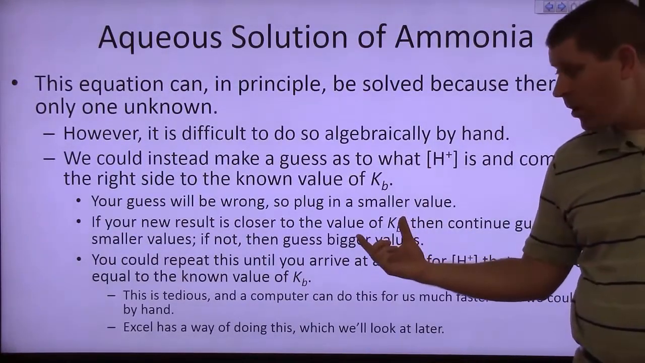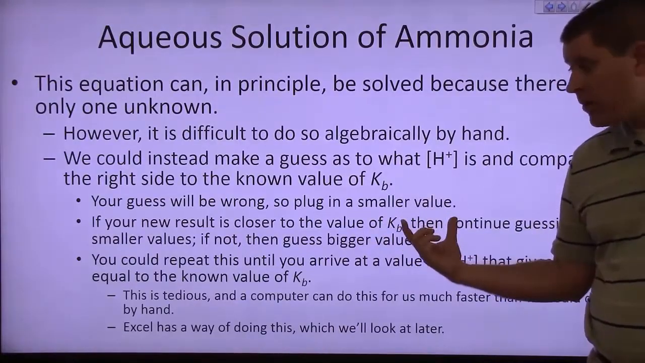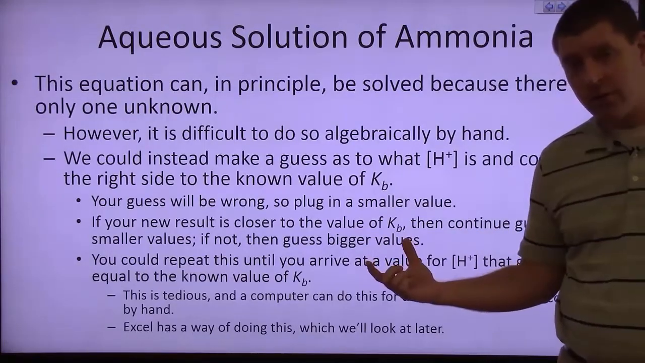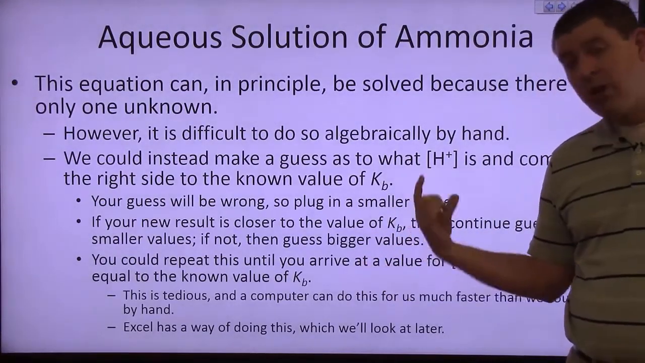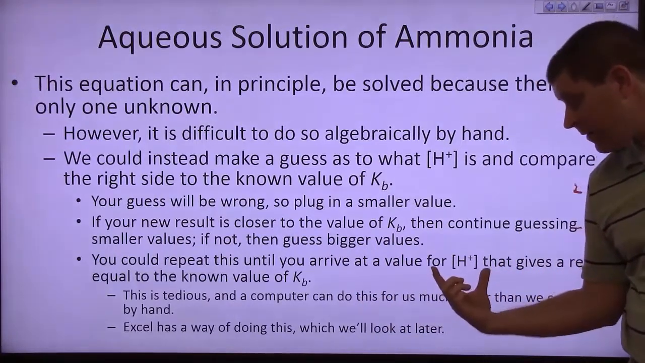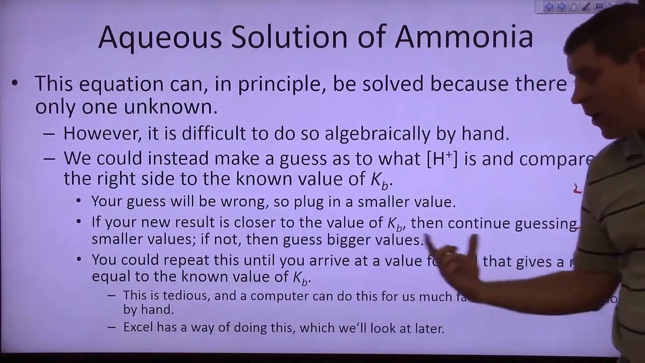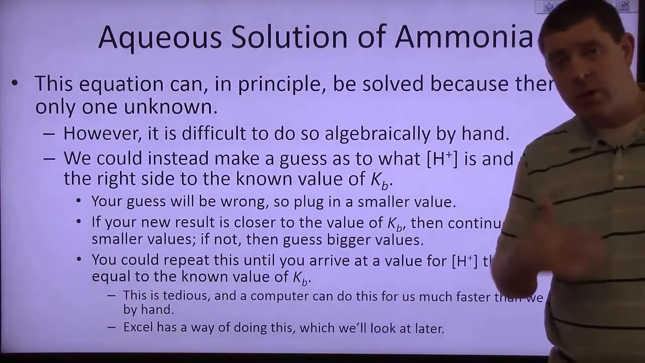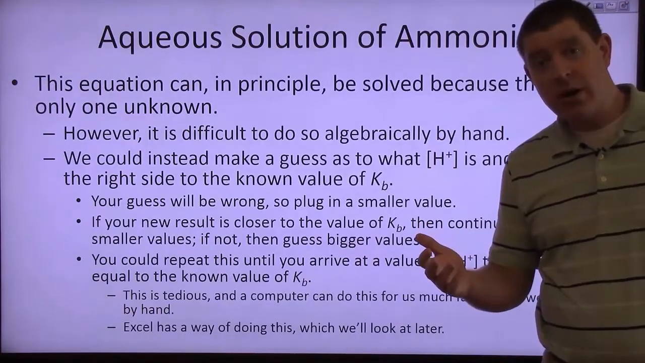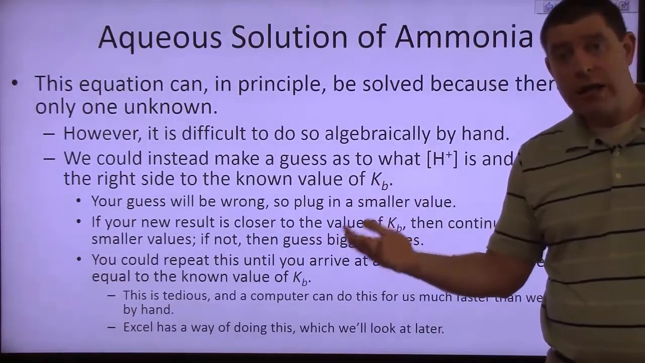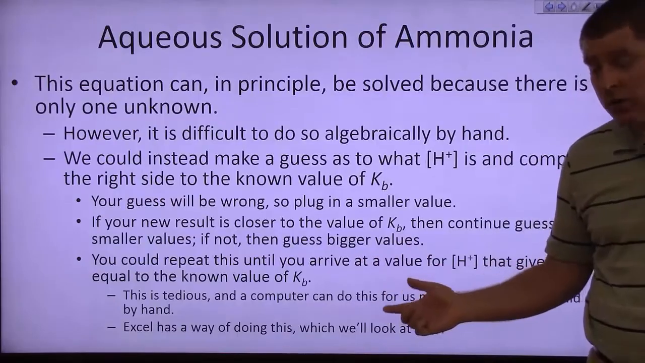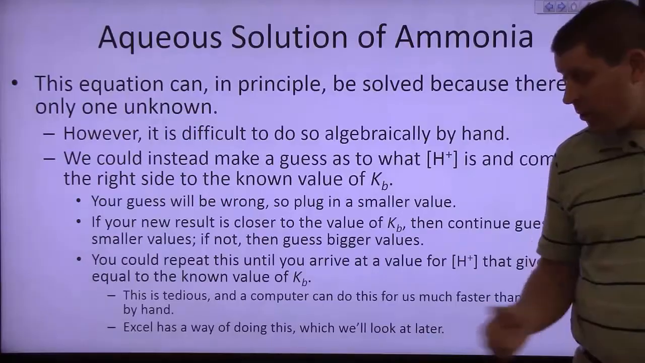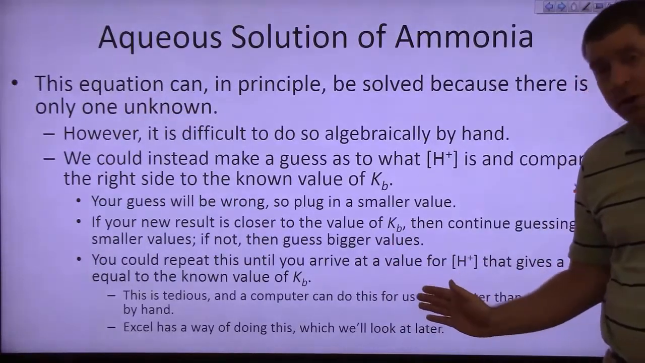Now, your guess is going to be wrong, so you plug in, let's say, a smaller value. If your new result is closer to the value of Kb, then we continue guessing smaller values. If it is not closer, then we guess a bigger value. Now, we could repeat this until we arrive at a value for hydrogen ion concentration that gives a result that's equal to the known value of Kb. We basically solve iteratively. We guess again, see if we've gotten a better guess, and we keep doing this until our guess is equal to the Kb value. Now, this is going to be tedious to do by hand, and a computer can do this much, much faster than we could. So Excel has a way of doing this, which we're going to look at a little bit later.